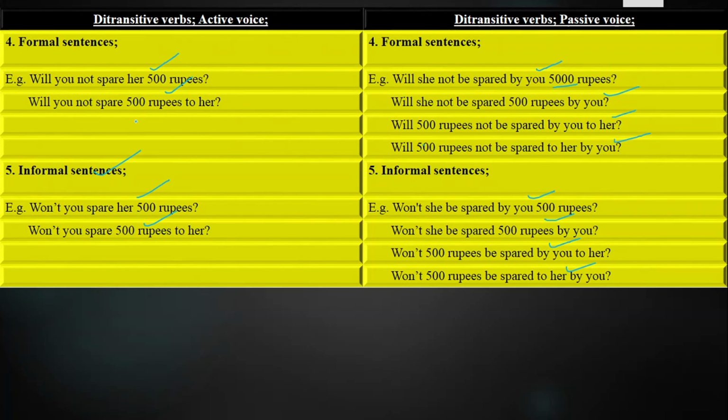So these are the sentences of the ditransitive verb "spare", from active voice into passive voice in future indefinite tense.